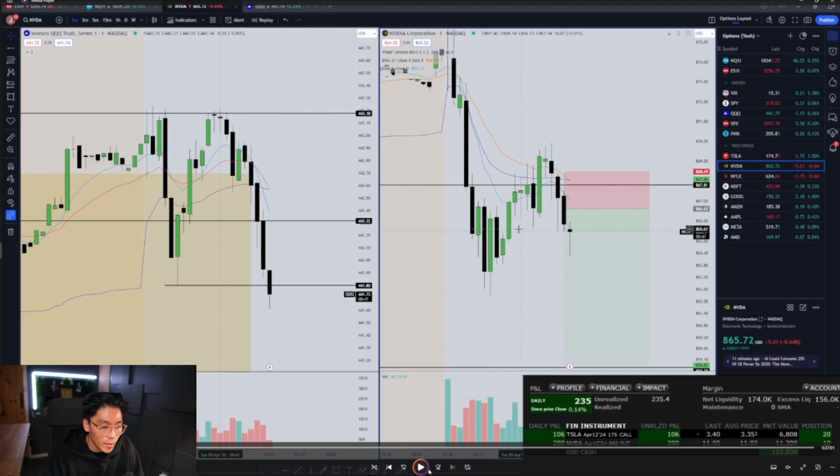So this is where I enter my positions. I'm in NVIDIA puts for a break and retest towards the downside, and I'm in Tesla calls, break and retest towards this upside.